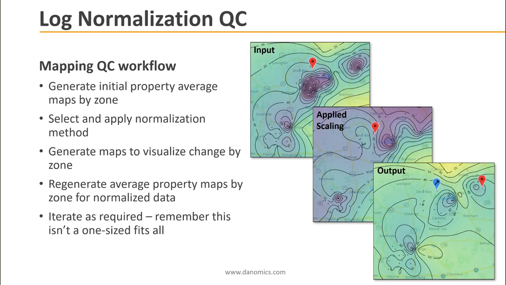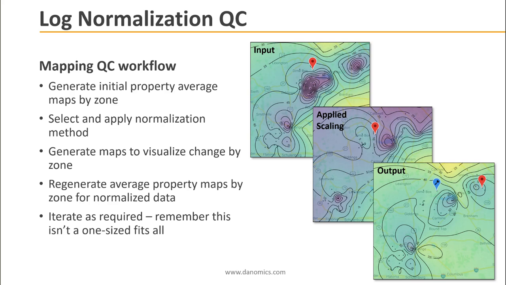When it comes to doing this, the process that I like to take is I start off by making this property average map, zone by zone, log by log. I then determine if it needs to be normalized. I then select one of those methods. I apply it. I look at the magnitude of the change that has taken place, and then I look at the output.